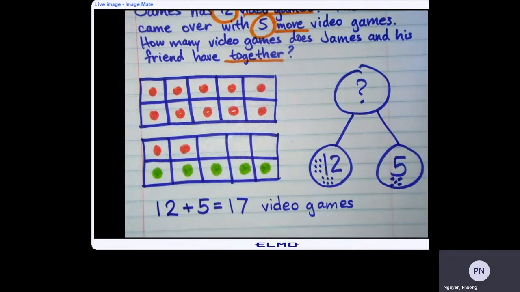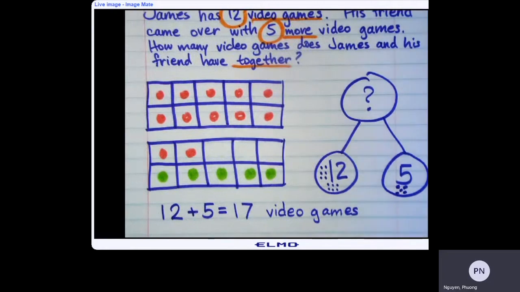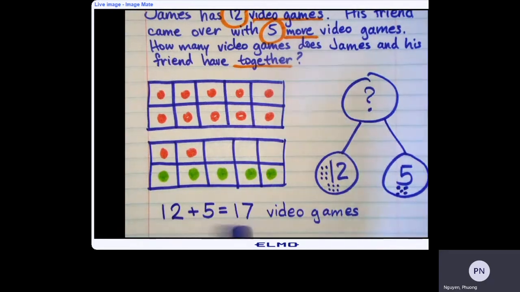So I showed y'all how to use the beans, or like I said, you can use whatever you want at your house. This is the 10 frame. This is the number bond. This is the number sentence, 12 plus 5 equals 17. And I labeled it 17 video games.